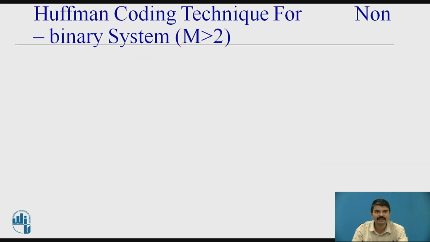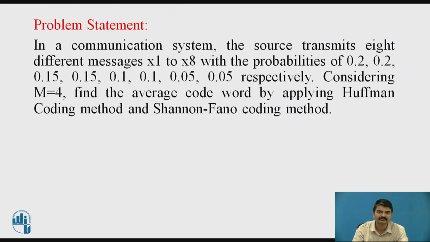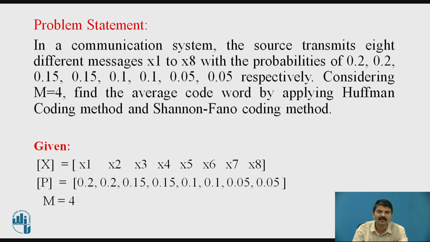Now the second case, when the m value is greater than 2, means in that case we have to assign more than 2 symbols. We will discuss that method also with the help of one more problem statement. Here also you can consider the messages from x1 to x8 with their different probabilities, from 0.2 to 0.05 respectively. And in this problem statement, we consider m equal to 4, that is, 4 different symbols with the help of the Huffman coding method.